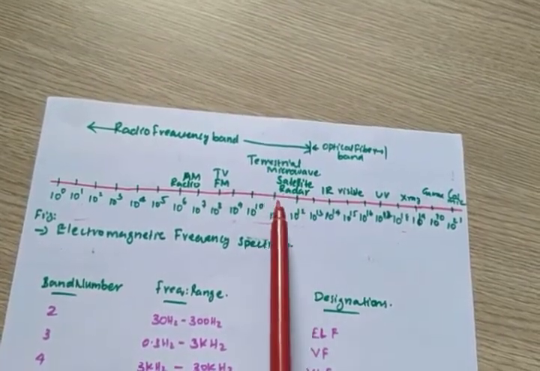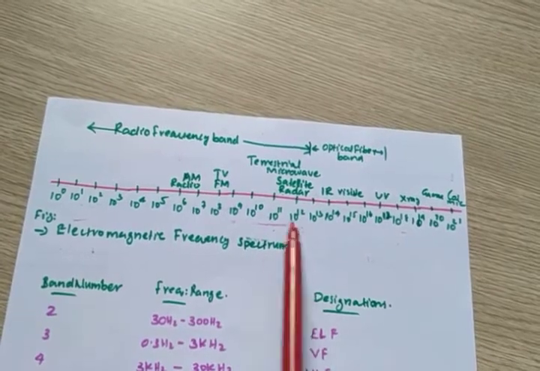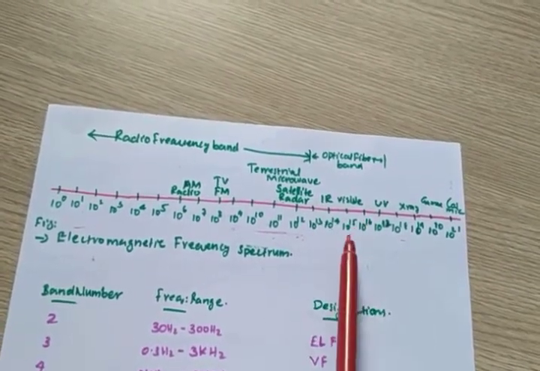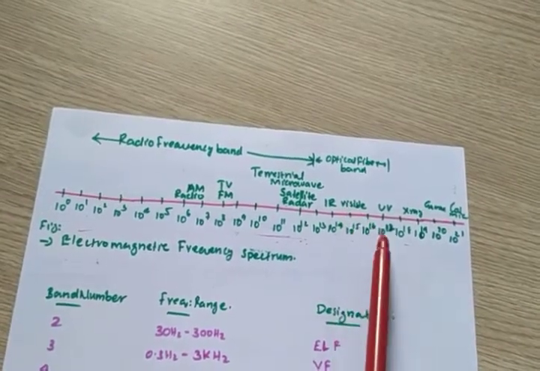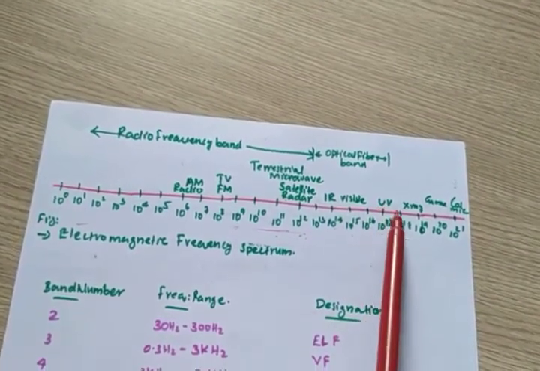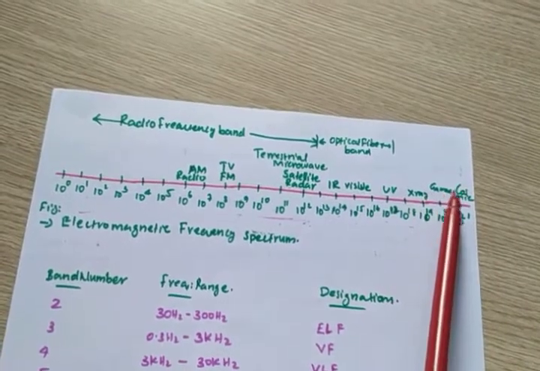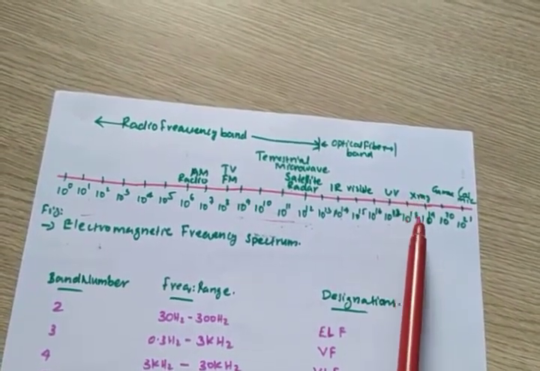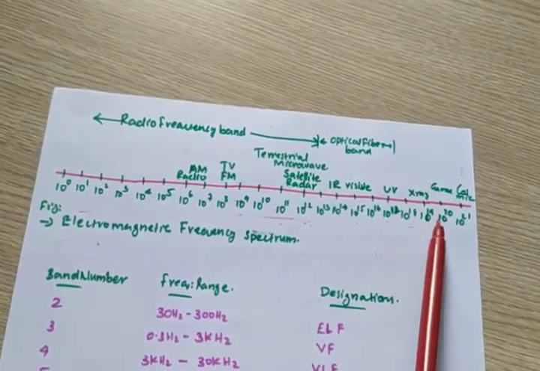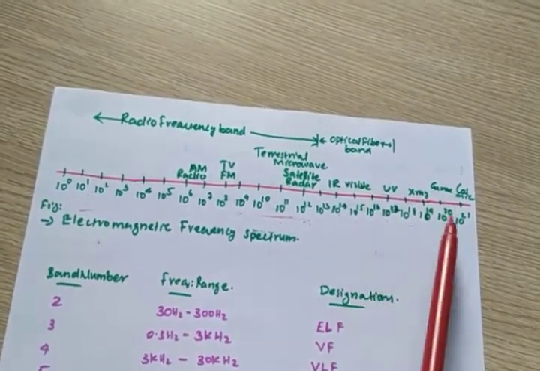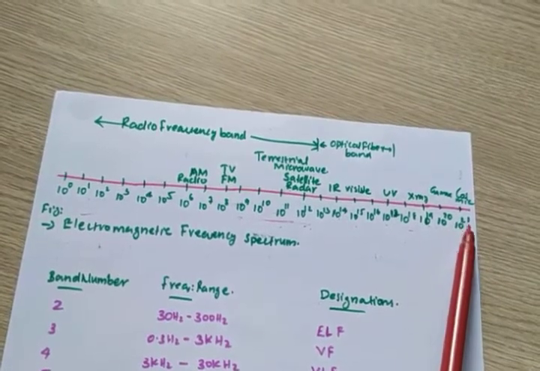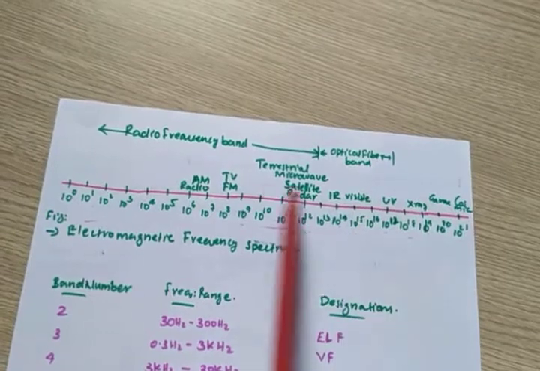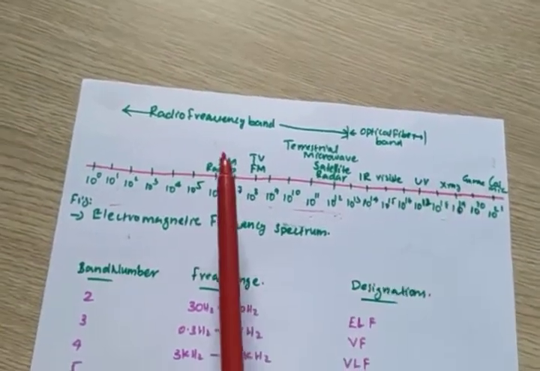Satellite and radar also come under 10 raised to 11 to 10 raised to 12. In the 10 raised to 13, 14 range we have infrared, then 10 raised to 15 is visible, the 10 raised to 16, 17 range is ultraviolet, then X-ray, gamma ray, cosmic ray. The 10 raised to 18, 19 range is X-ray, 10 raised to 20 range is gamma, and the 10 raised to 21 hertz range is cosmic rays. This is the frequency range. So these are the different frequencies which we use for different applications.